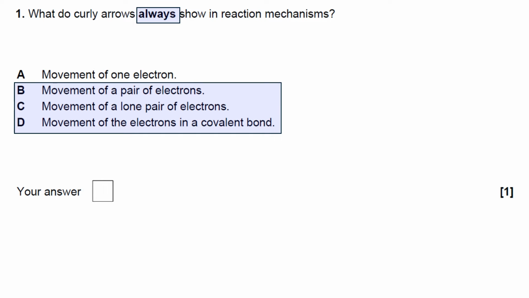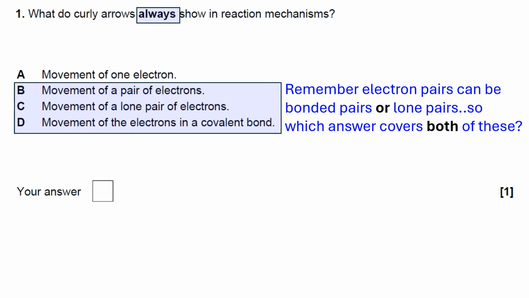The thing to think about is electron pairs can be bonded pairs or lone pairs, can't they? So which answer covers both of those possibilities? It's going to be B, isn't it? So it's essentially the movement of a pair of electrons and nothing more.